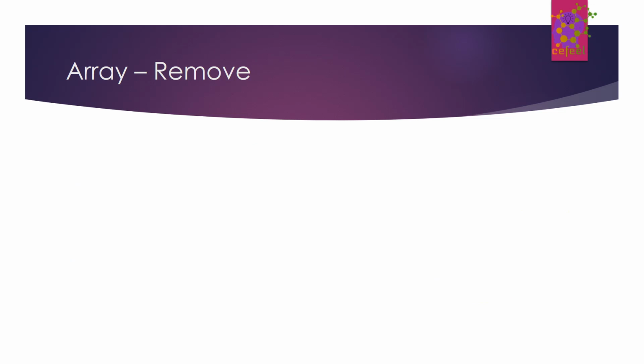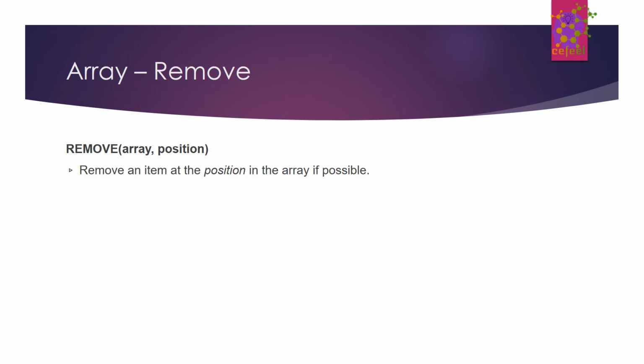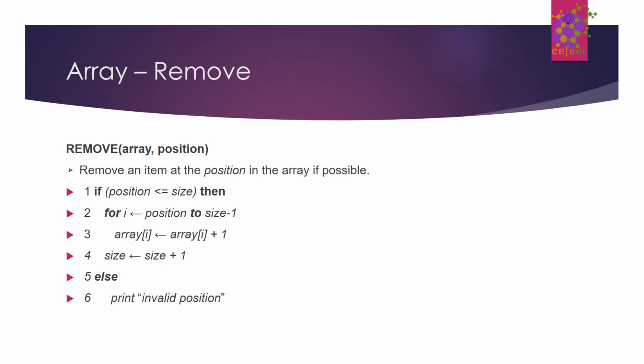Awesome. Let's see the algorithm for this. So the remove operation takes an array and just the position in this case, because we just want to delete the element that is present at the position. So as always, the first step is to check if position is valid, which means we'll check if position is less than size. If it is too huge, then it doesn't make sense to delete it because we don't have that many spaces in the array.